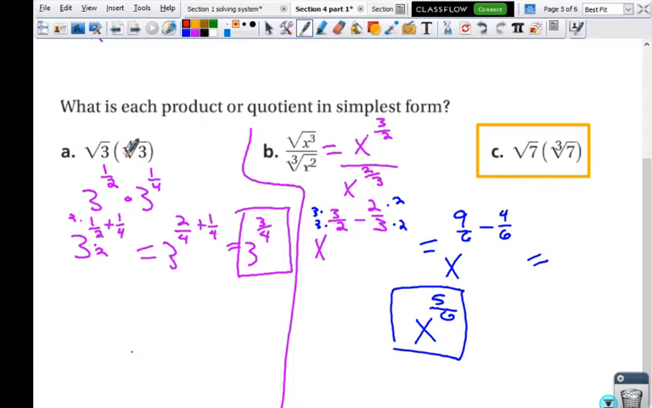But 7 to the what? That's not that much. Oh, I can't do that.